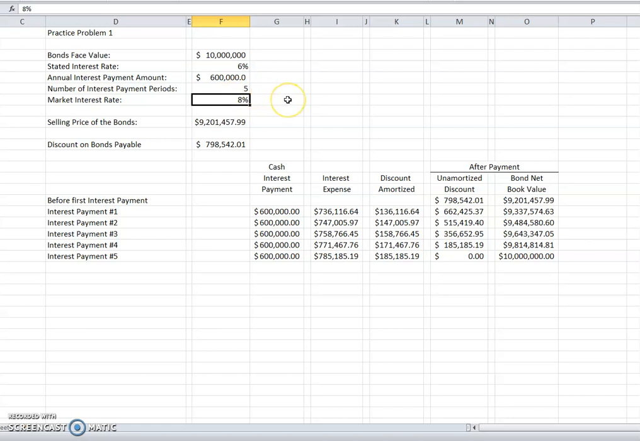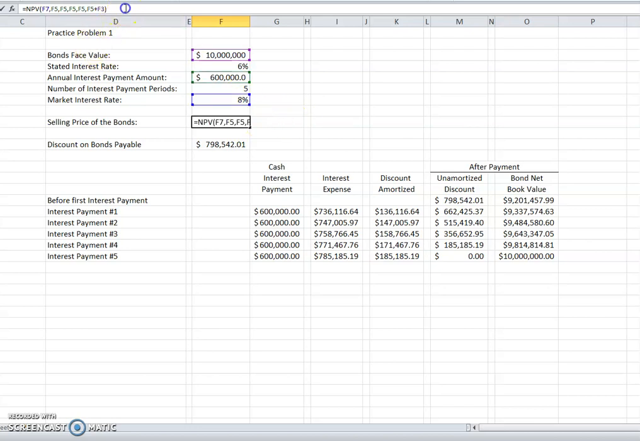Now, how do you determine the selling price? Well, it's the present value of the bonds in 5 years at 8% discount rate, plus the present value of each of those 5 interest payments of $600,000 each. Now, the net present value function in Excel will calculate all of that for you.